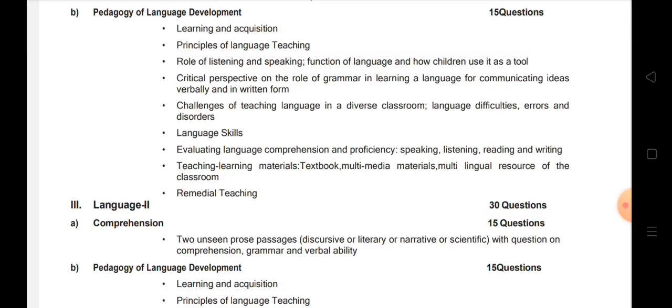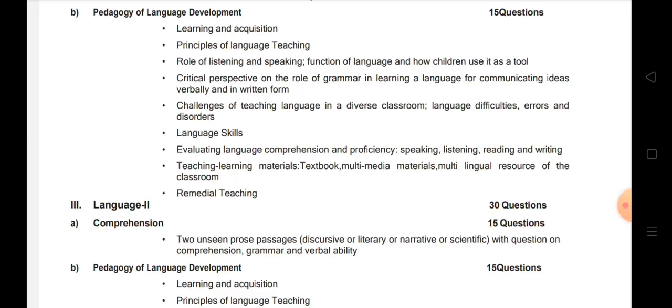Now, language skills. There are 4 skills: listening, speaking, reading, writing. Listening, speaking, reading, writing. So evaluating language comprehension and proficiency covers speaking, reading, listening, and writing.